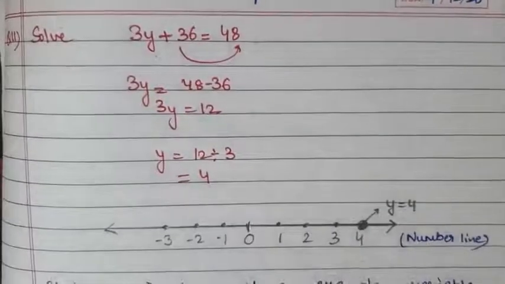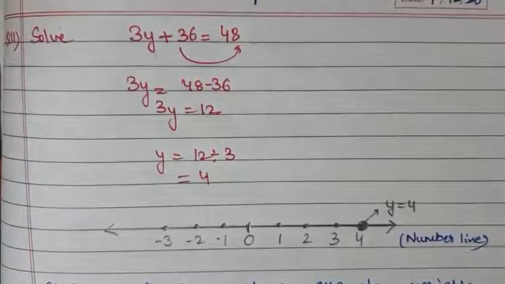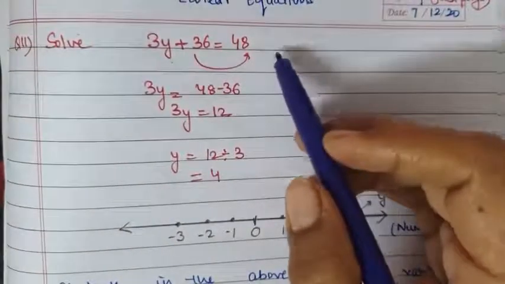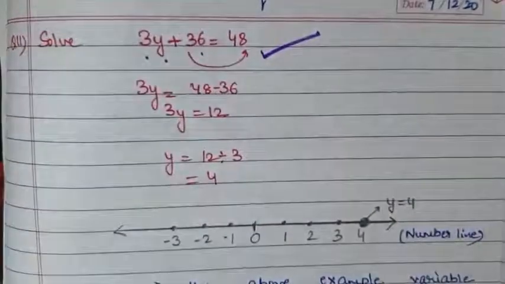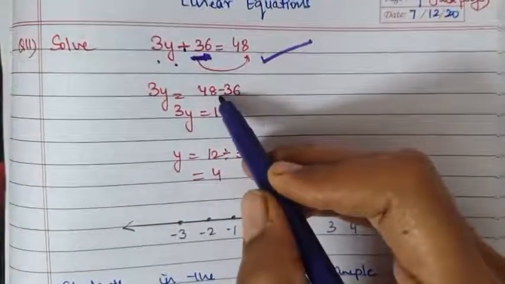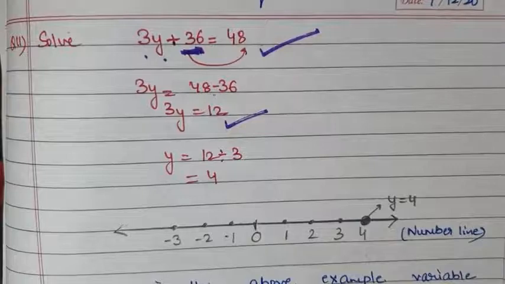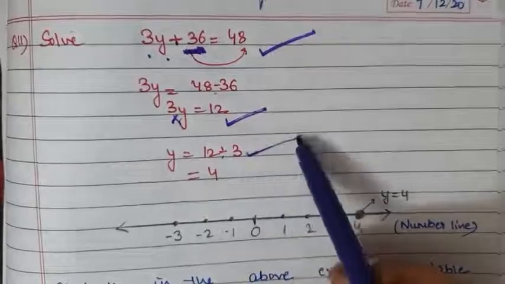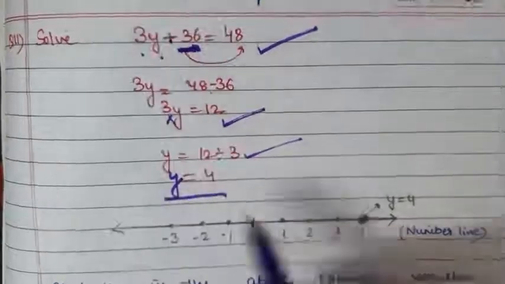Now students, we can also represent the solution of a given equation graphically. So for this, let us discuss a question. 3y plus 36 is equals to 48. Now 36 is getting added, so it will get subtracted. What we get? We get 3y is equals to 12. Now 3 is getting multiplied here, so it will get divided. So finally we get y is equals to 4.